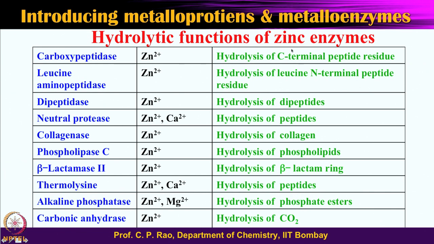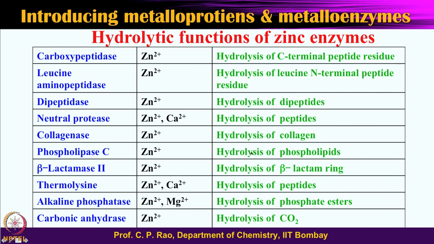Okay, even if you look at just hydrolysis, we may think it is very simple hydrolysis. This entire table talks about zinc enzymes, and the reaction is only hydrolytic in nature, nothing else. Let us look at them one by one just to understand a little bit deeper. Carboxypeptidase. Carboxy, I will come back to it later, it talks about the carboxylic terminus, peptidase is peptide breaking, and this is by zinc, the hydrolysis of C-terminal peptide residues. Leucine aminopeptidase. So, this is the hydrolysis of leucine N-terminal peptide residues. Dipeptidase will hydrolyze the dipeptides. The neutral protease will hydrolyze the neutral peptides. Collagenase will hydrolyze the collagen.